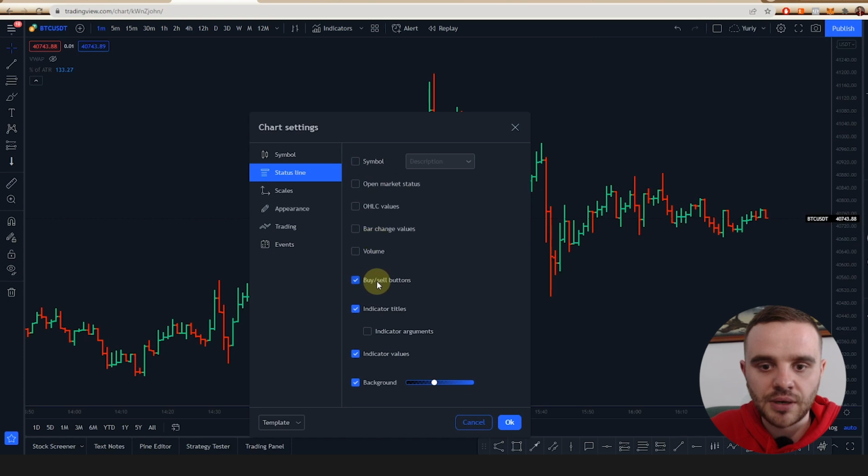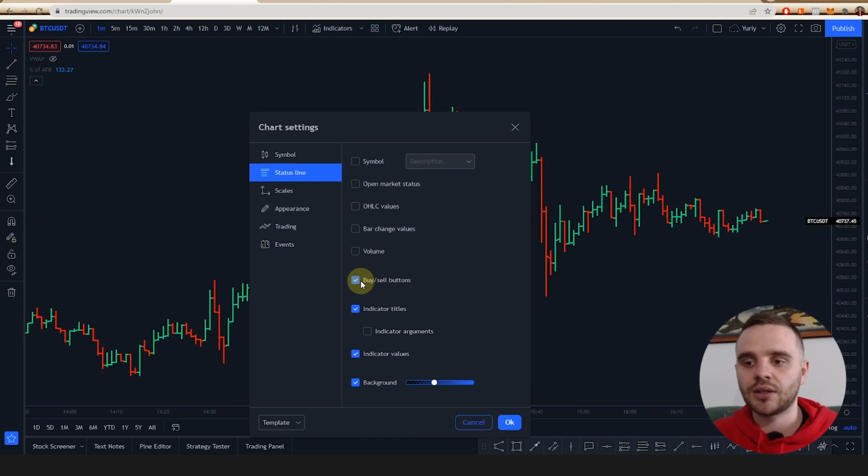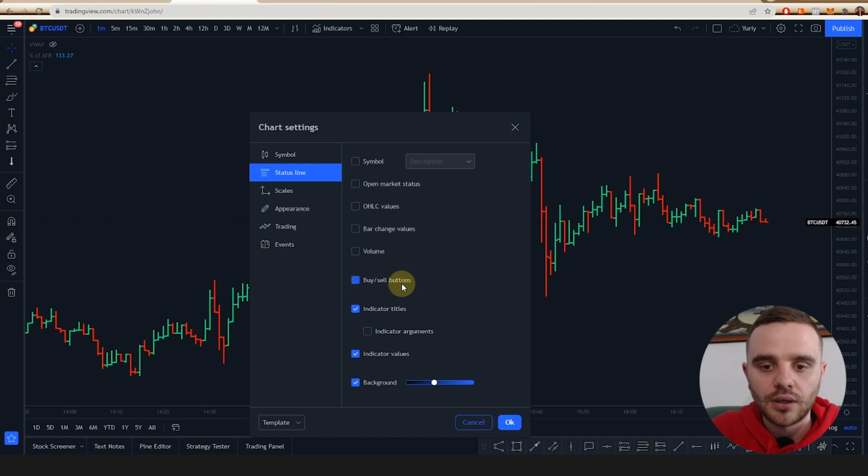The next one is the buy and sell buttons. Have a look. Buy and sell buttons are good for those who trade. For example, when you trade FX, you can connect TradingView to your FX account, but on crypto, sadly, you can't do it, my friends.